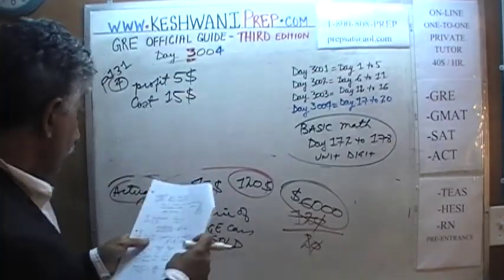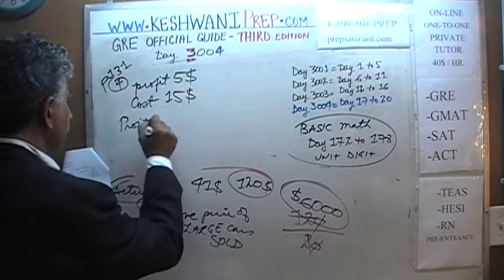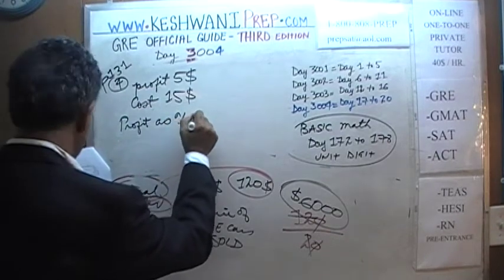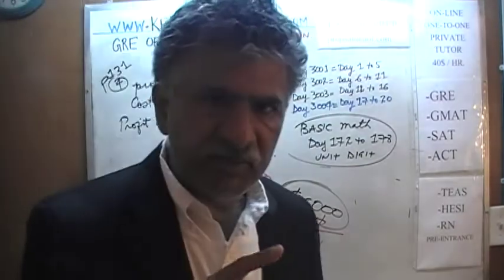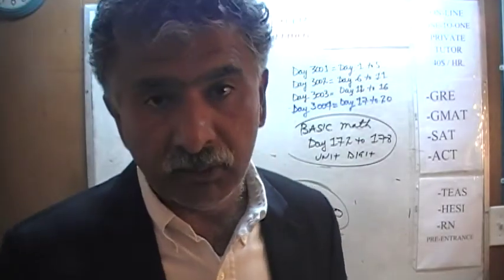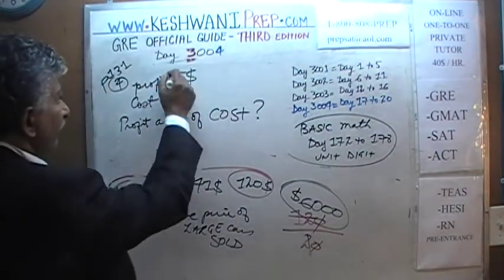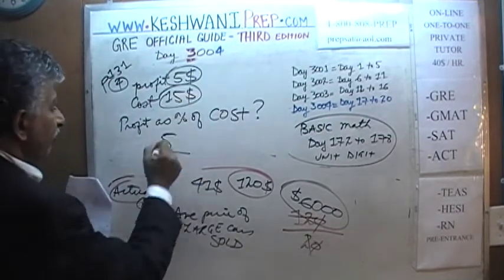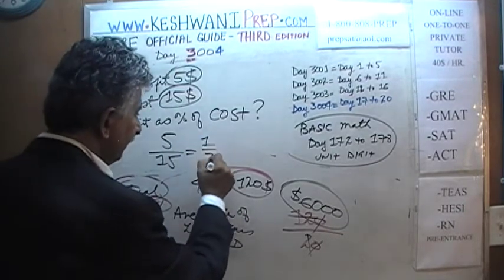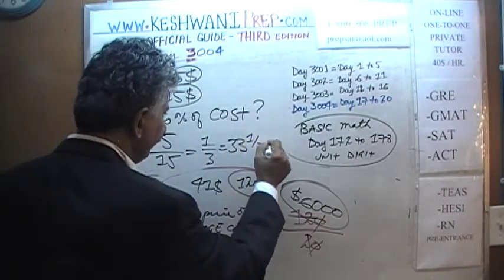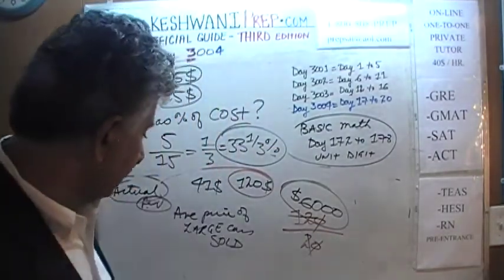The question here is, what was his profit as a percentage of cost? Not as a percentage of the price that he sold at. He sold for $20, but what was his profit as a percentage of the cost? Well, he made a profit of $5 on a cost of $15. This is 1/3, and 1/3 in percentage is 33 1/3%. The answer is 33 1/3%, or 33.33% repeating.